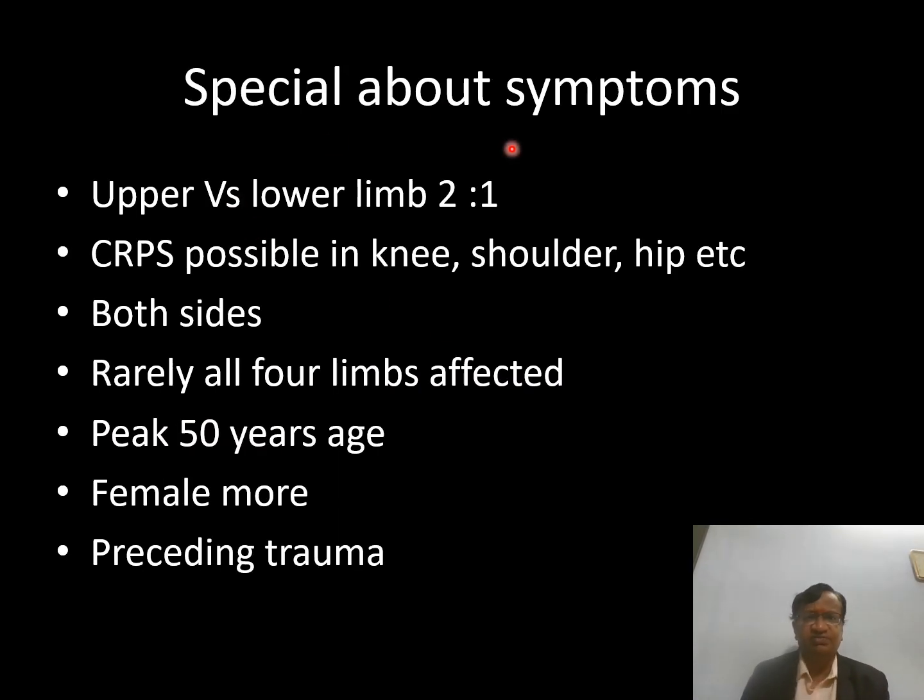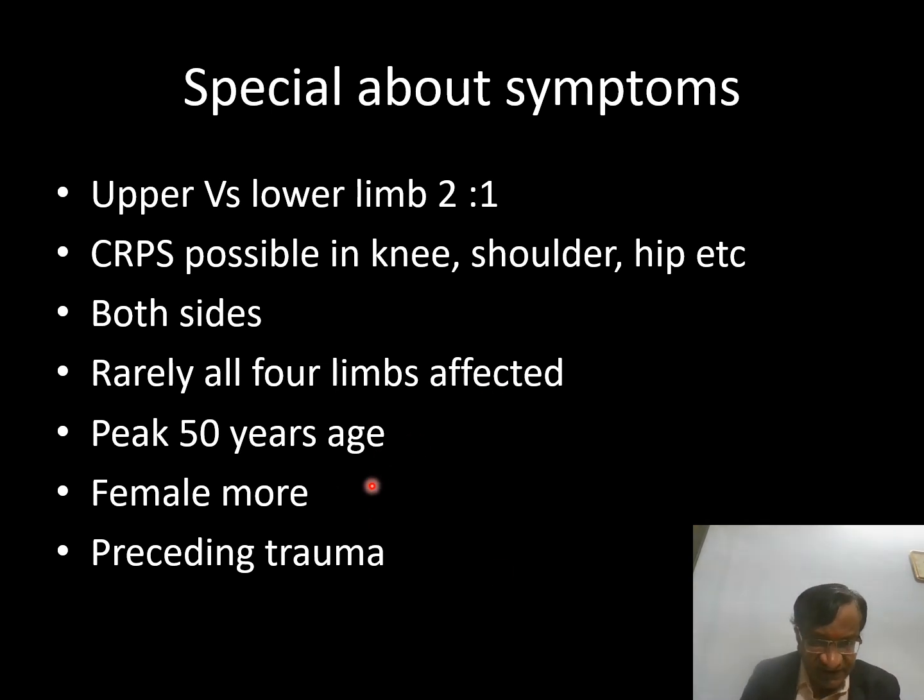Upper limb is more common. Even it is possible in knee, shoulder, hip, etc. It can come in both sides. You can affect both limbs. That is what I showed. The limbs like this. This was this atrophic stage, and the right limb was in dystrophic stage. Both limbs are affected in that picture.